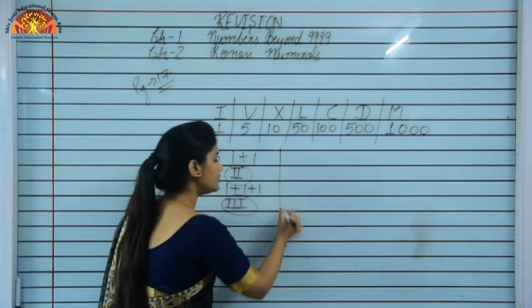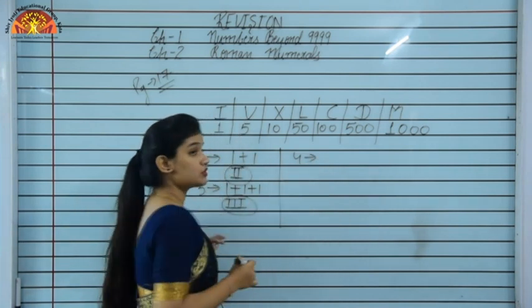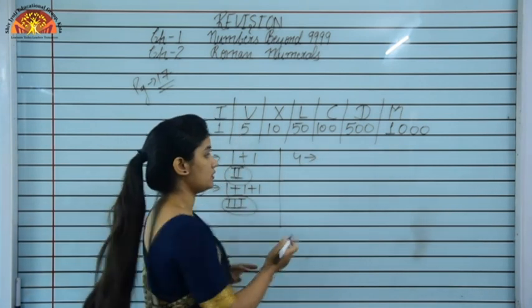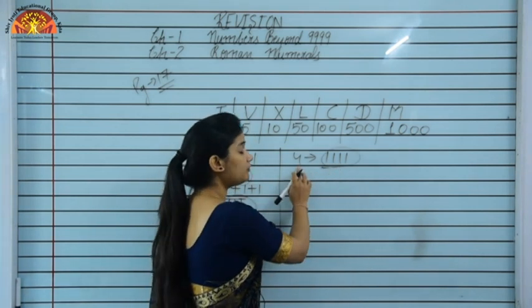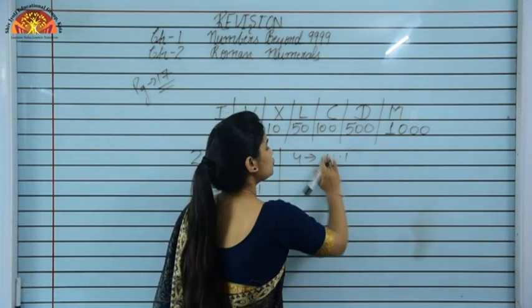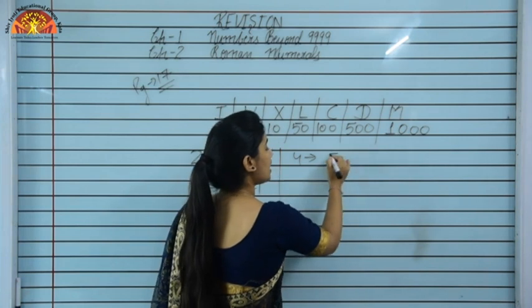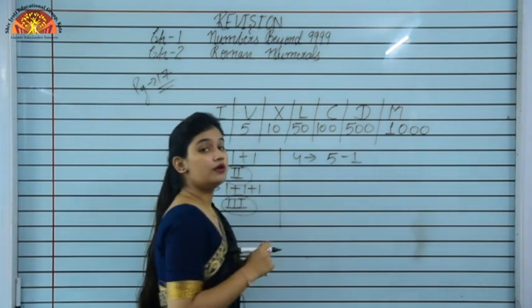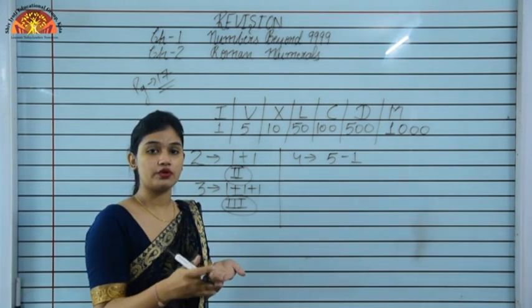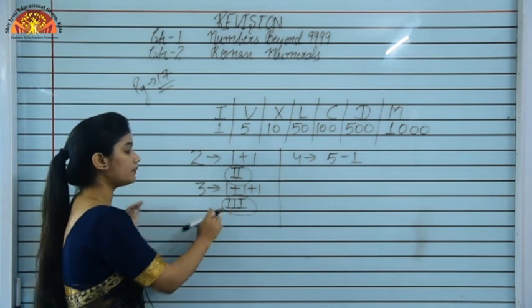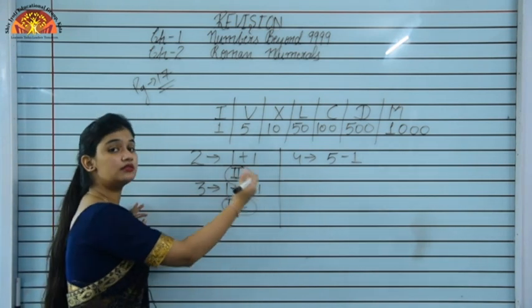Now suppose we are going to write 4. So how can we write this number 4? 1, 2, 3, 4. Is this correct? No. To write 4, we have to do 5 minus 1. Why are we doing 5 minus 1? Why are we not doing 1 plus 1 plus 1 plus 1? Because we cannot repeat these symbols more than 3 times.